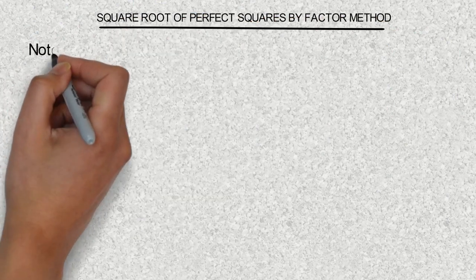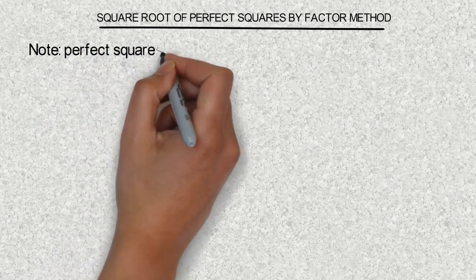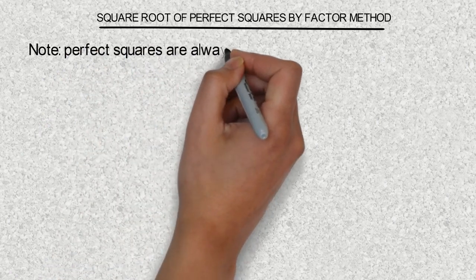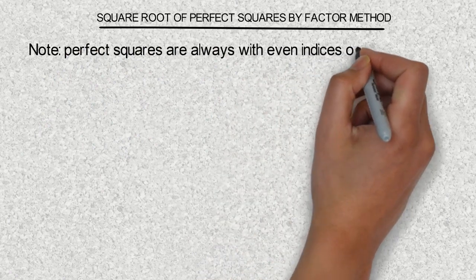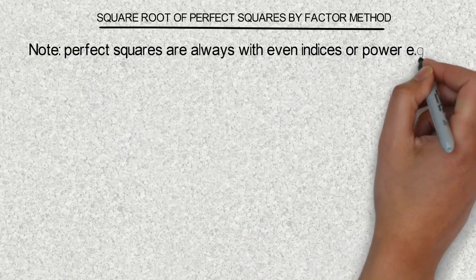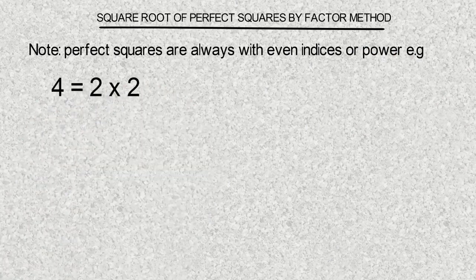So let's look at this. Square root of perfect square by factor method. So this is another method for finding square root of a number. So note, perfect squares are always with even indices or power. Example, 4 is a perfect square, because 2 multiplied by 2 gives us 4. So I have 2 raised to power 2. Can you see?